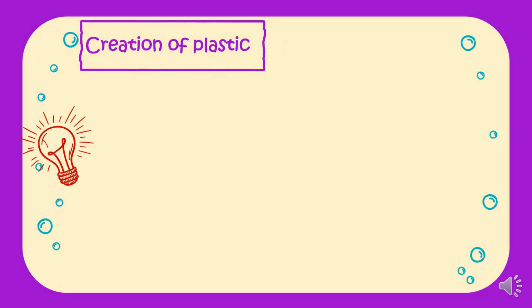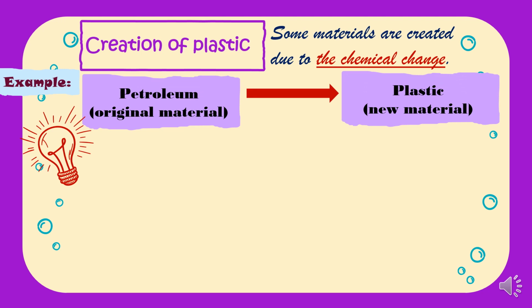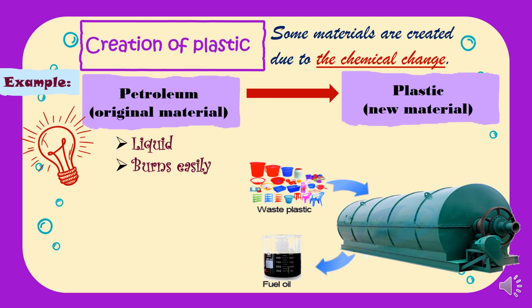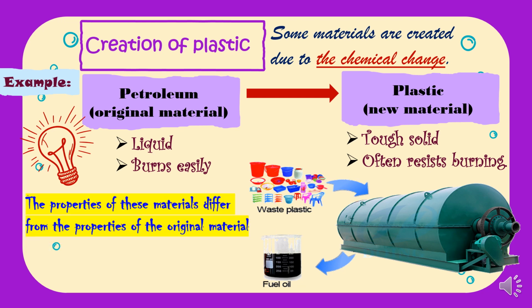Now let's talk about creation of plastic. Some materials are created due to chemical change, like creation of plastic. We use petroleum to make plastic. So, petroleum is the original material that we use to create a new material. The properties of petroleum are that it is a liquid and it burns easily. But plastic is very tough and solid and it often resists burning. The properties of these materials differ from the properties of the original material.